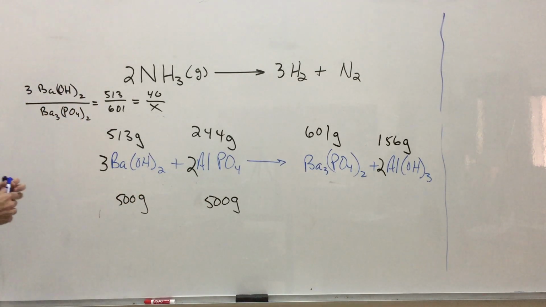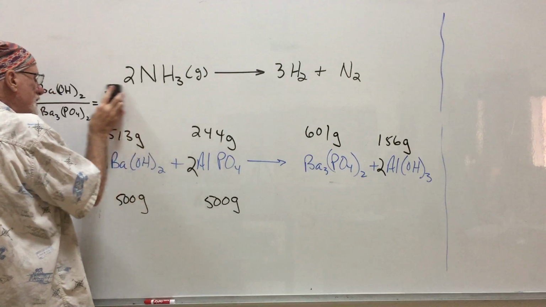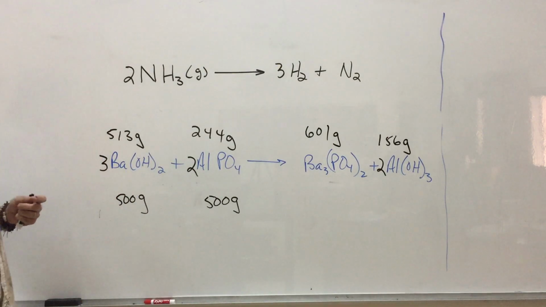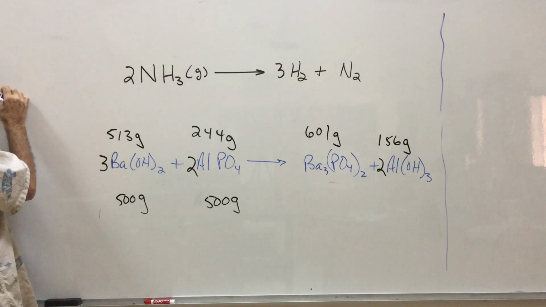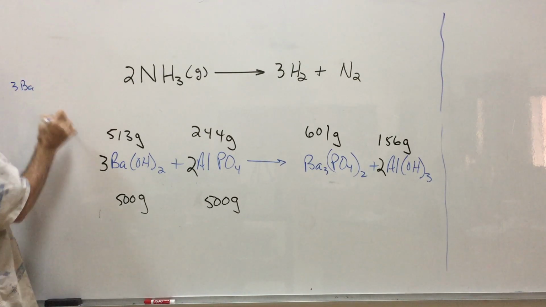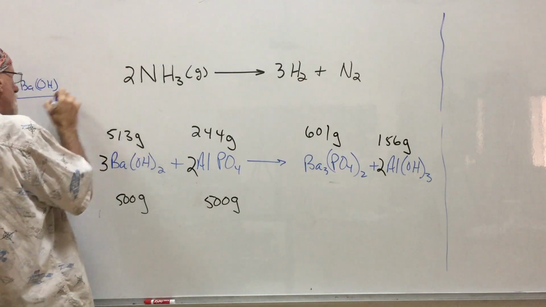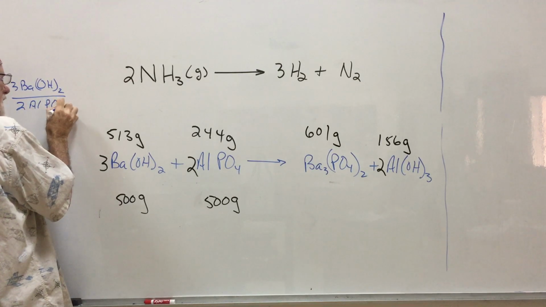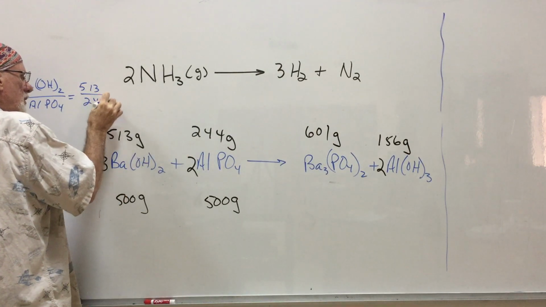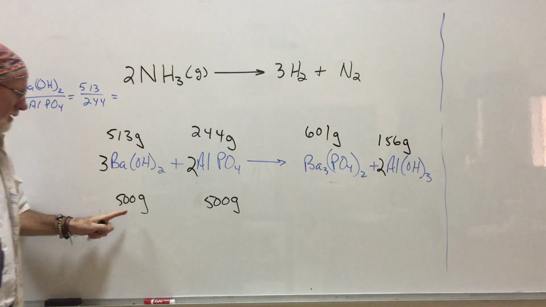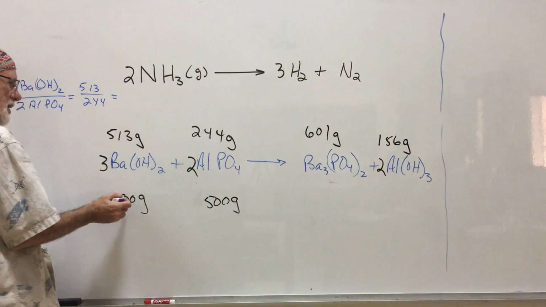Now, what happens though if these values are close and you can't really reason it out? Let me just show you a quick way to do it. So we're comparing these two, correct? So we're saying 3 barium hydroxide over 2 aluminum phosphates, right? Equals 513 over 244. Now, pick one. Which one do you want to pick? A or B? A. All right, so we're going to pick this.